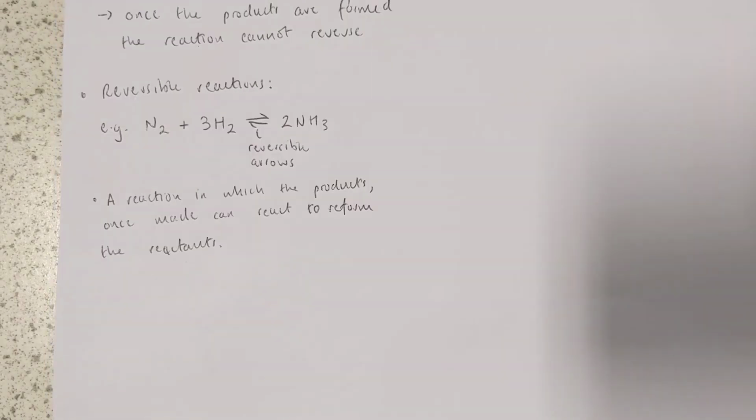There's a definition for reversible reactions it'd be a good idea to know about. Basically, a reversible reaction is one in which the products, once they are made, can react to reform the reactants, which basically means go back to the start.